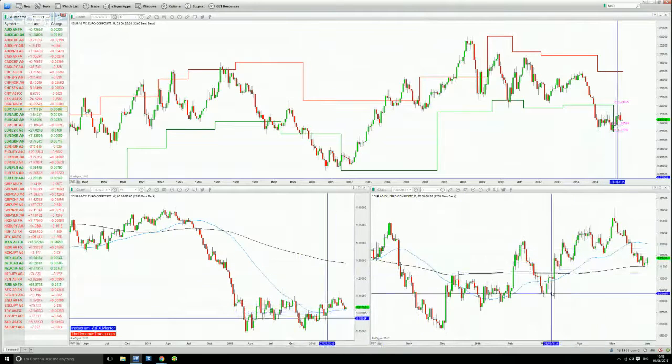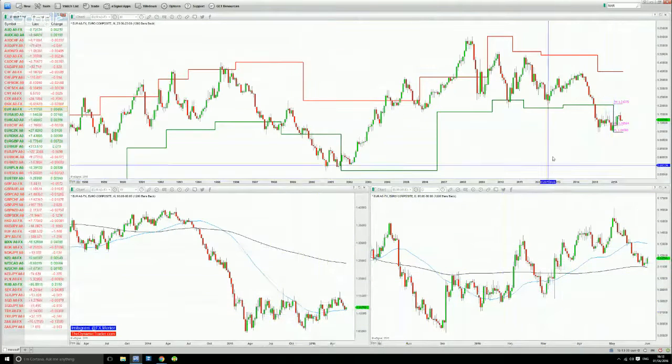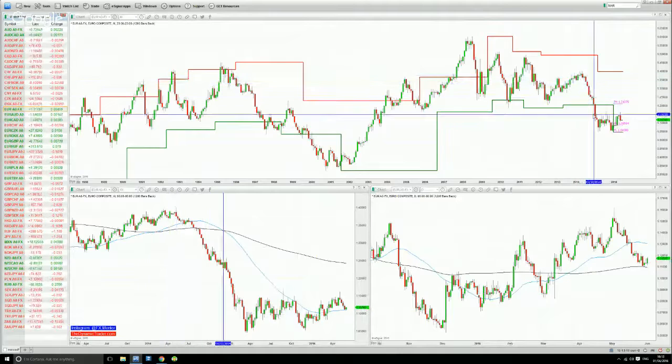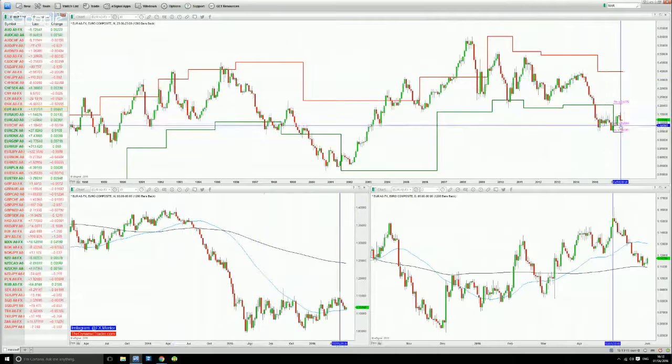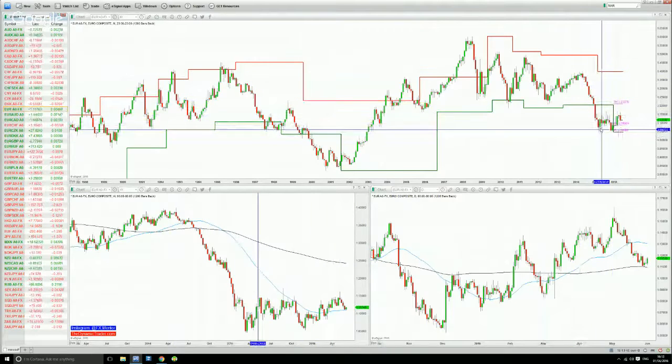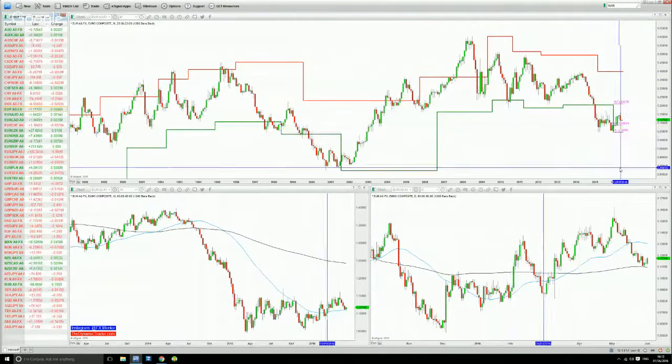Here we want to be below both in a bear market, and we can see that price is predominantly in a bear market. After every move, there's a correction. Out of this correction, we favor a breakout to the downside.